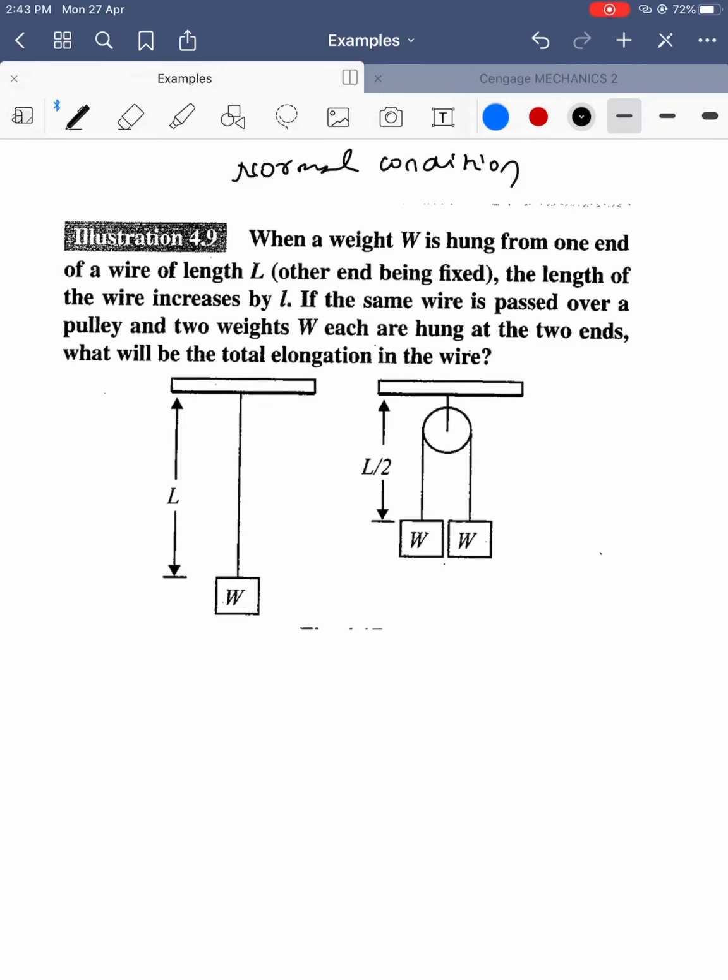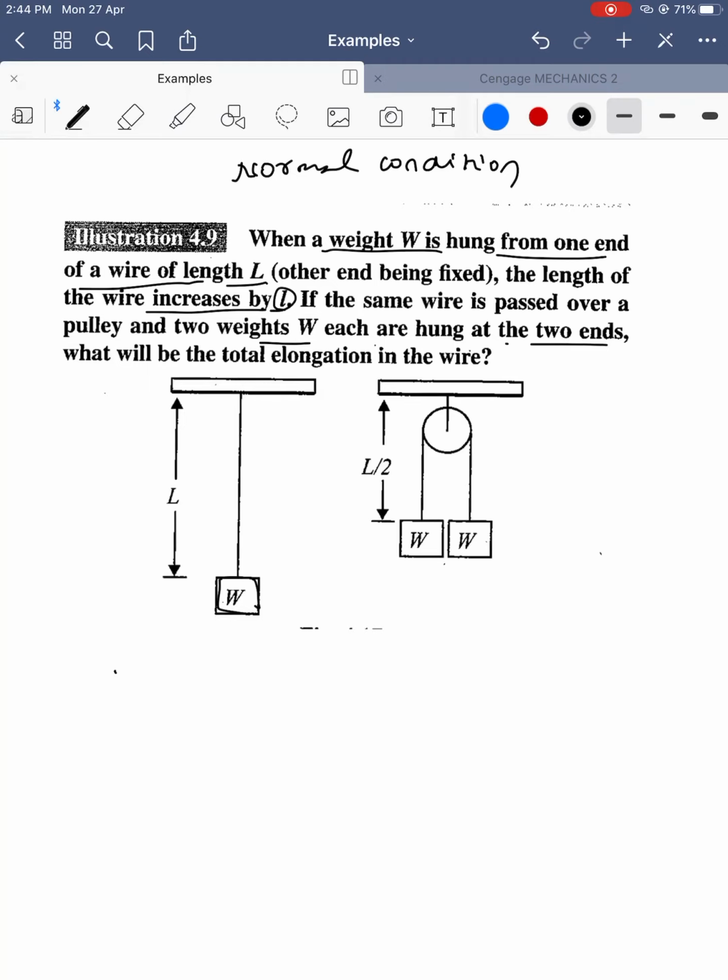Hi students, in this section we are going to see very many questions based on Young's modulus. When a weight W is hung from one end of a wire of length L, the length will increase by a small l. If the same wire is passed over pulleys and two weights W each are hung at the two ends, what will be the total elongation of the wire? First let's see for this case.